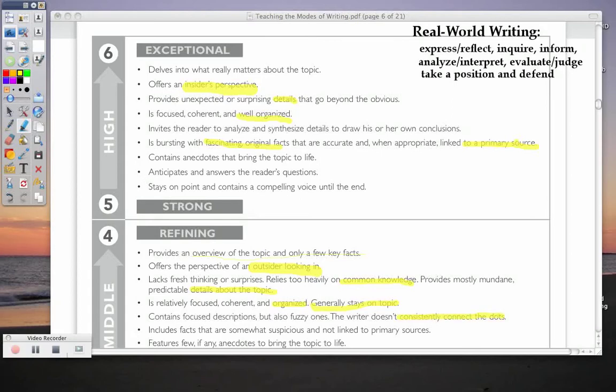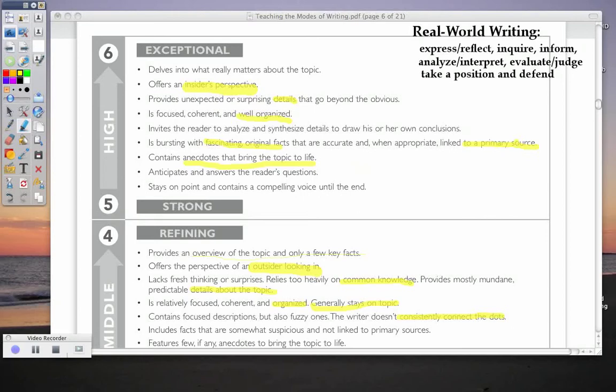Paragraph 5 gives you little insider details that help bring the topic to life. There's someone behind this paper. It isn't just an anonymous person at the textbook factory giving you basic facts. Okay? You're not even sure, perhaps, where those facts came from.